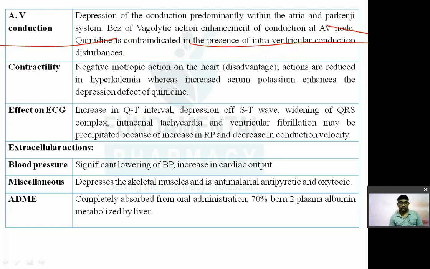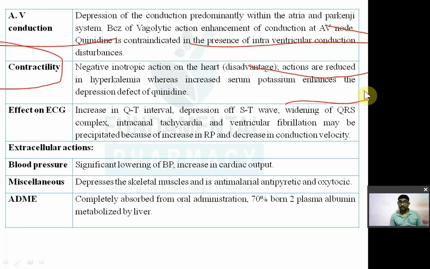Now, what is the action on the heart's contractility? It has a negative inotropic action on the heart, decreasing the force of contraction. That is a disadvantage. And its actions are reduced in hyperkalemia. If the potassium level increases too much, its action will decrease.